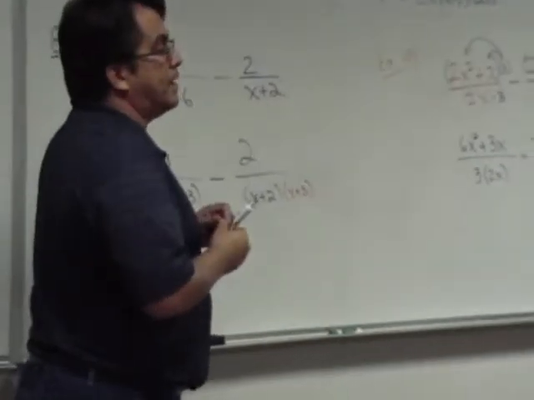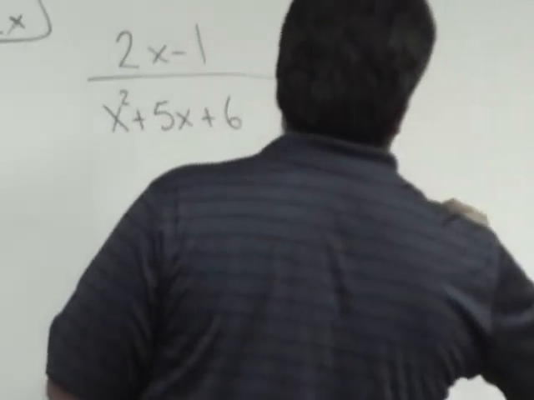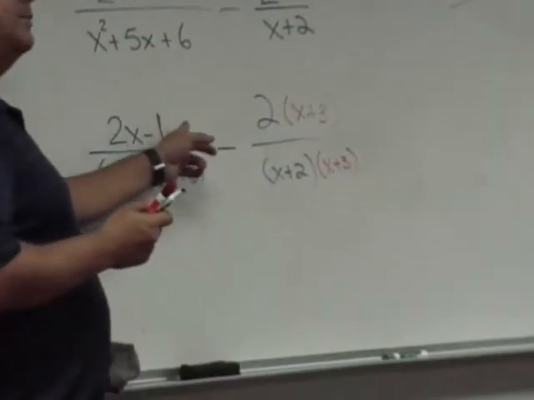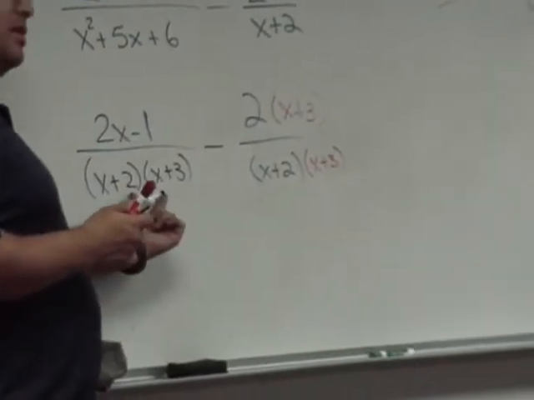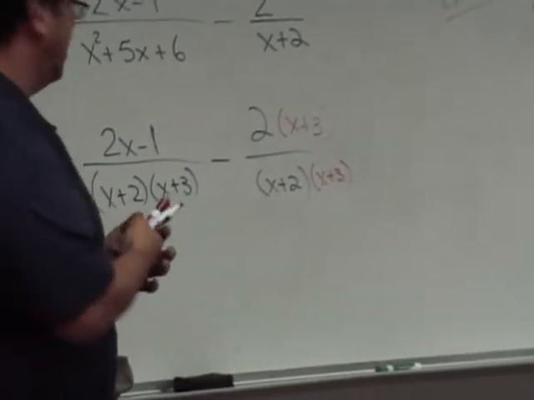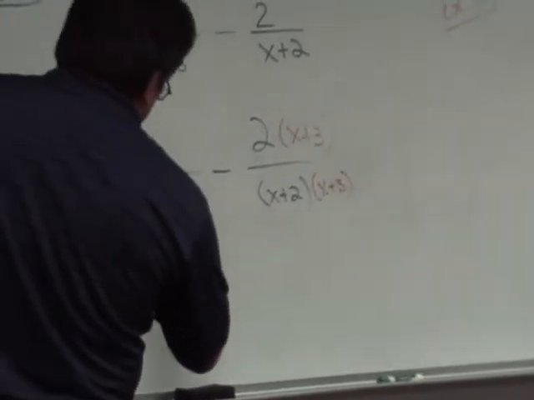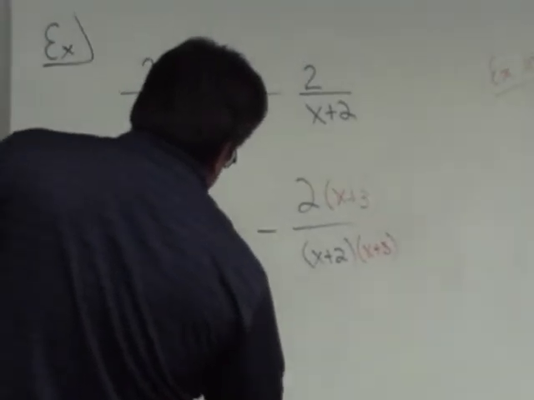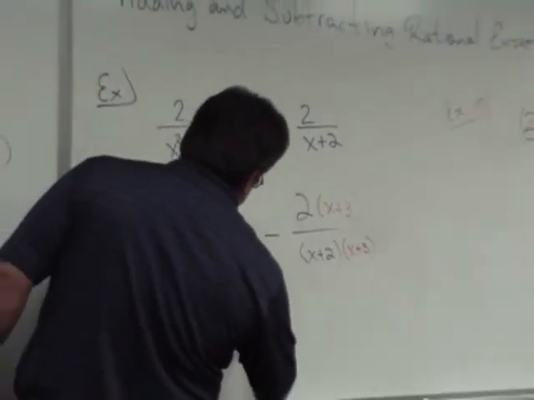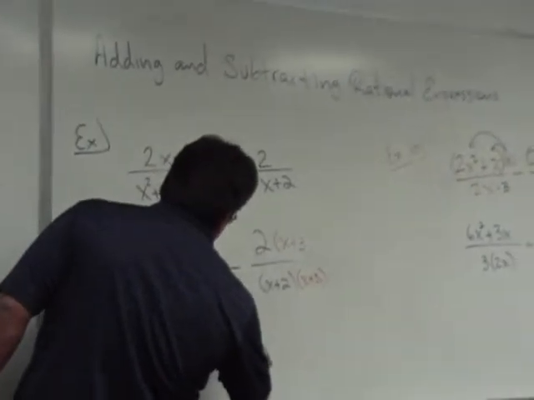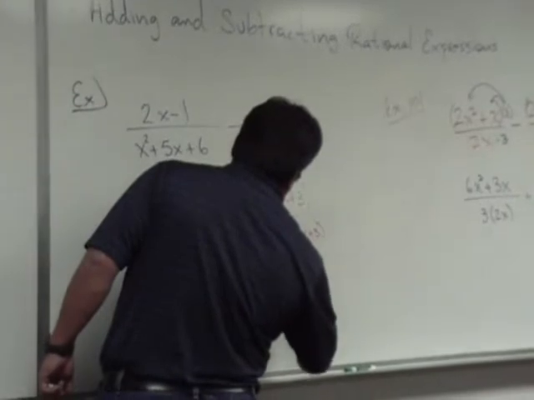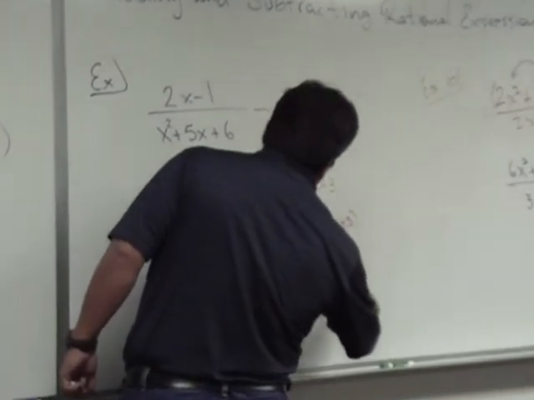And if I multiply the bottom of the fraction by x plus 3, then I have to do something to the top of the fraction. Multiply by x plus 3. Do I need to multiply the top of this fraction by anything? No. We didn't change the denominator, so the numerator is not going to change. So here's what we have. 2x minus 1 over x plus 2 times x plus 3, minus x plus 2 times x plus 3.